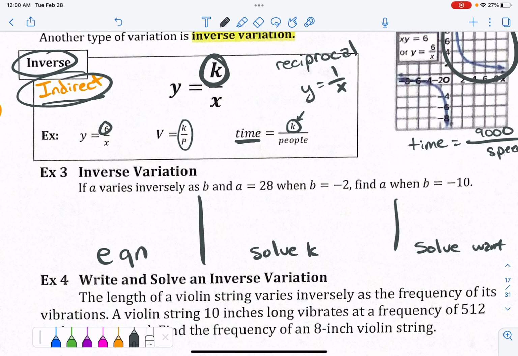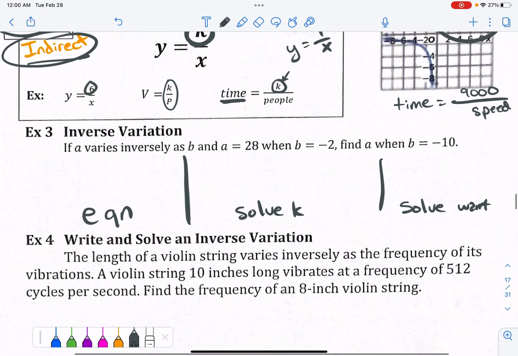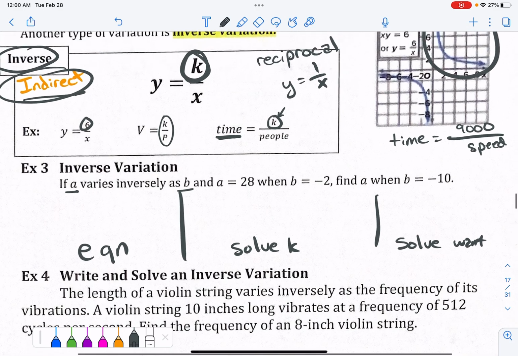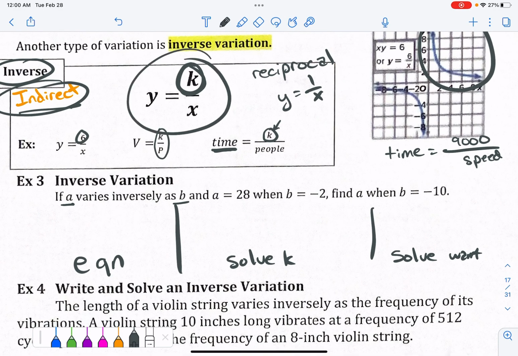All right, so starting with our equation, we're going to define the variables. So it says A varies inversely as B. So we're not talking about y and x anymore. We're talking about A being equal to K divided by B. So it's like A is in the y spot and B is in the x spot, okay? A equals K over B. That's what our equation is going to be, okay?